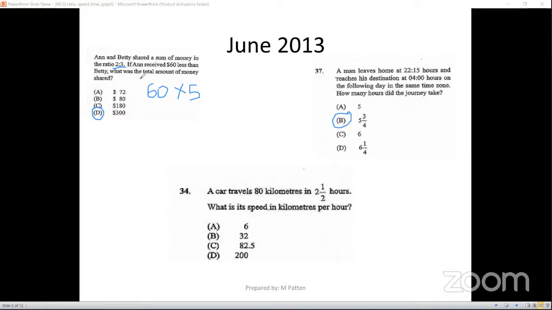Yes, 200? Yeah, 200. All right, so speed is distance over time. And distance is 80, and the time is 2.5. It's divided by 2.5. 32.